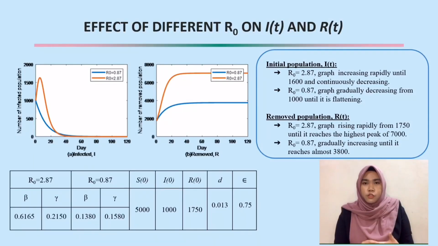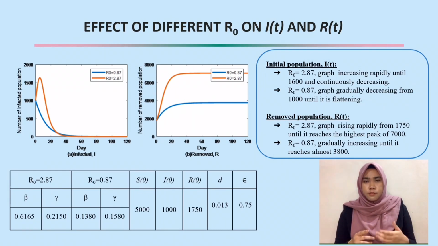Based on the graph, it was shown on the infected graph that R-naught more than 1 is increasing rapidly until 1,600 and continuously decreasing, while R-naught less than 1 is gradually decreasing from 1,000 until it is flattening. In general, the graph for the number of infected people for R-naught more than 1 is higher than R-naught less than 1. This is due to the value of 2.87, which is more than 1.